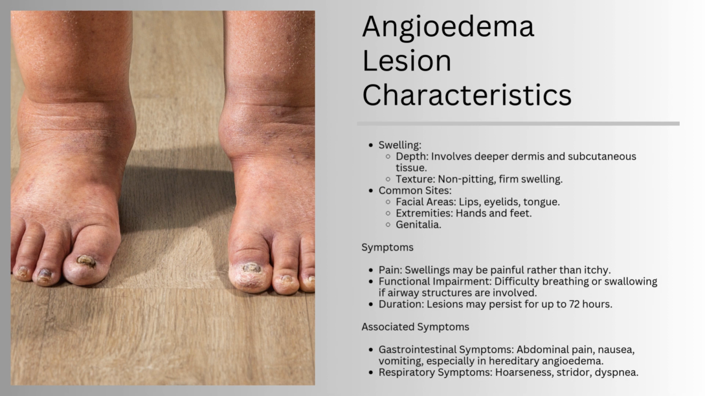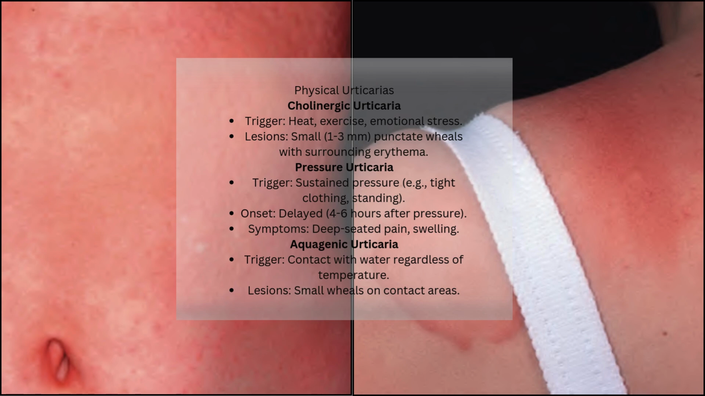Associated symptoms, gastrointestinal: abdominal pain, nausea, and vomiting are prominent in hereditary angioedema. Respiratory: hoarseness, stridor, or dyspnea indicate airway involvement and require urgent attention. Physical urticarias form an important subgroup, cholinergic urticaria, triggered by heat, exercise, or emotional stress. Lesions, small, punctate wheals surrounded by erythema.